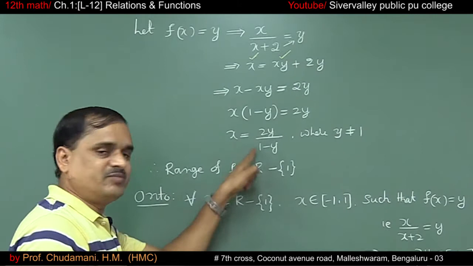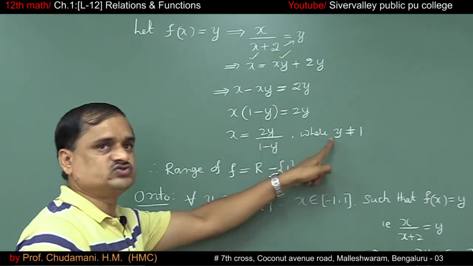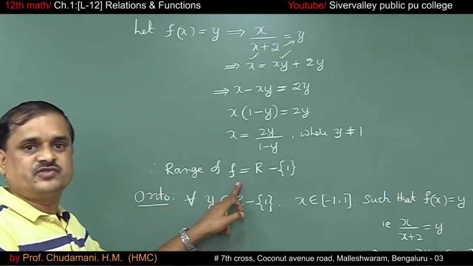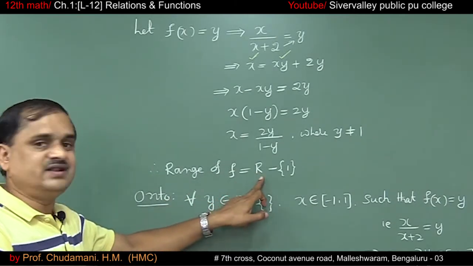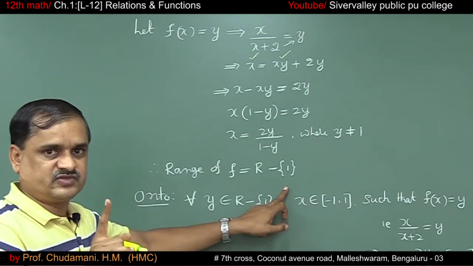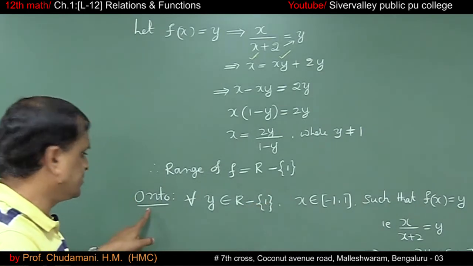So, denominator should not be 0. That means y not equal to 1. Therefore, range of the function should be the real numbers except 1. We have verified 1-1 function, right? f is 1-1. Let us check onto.